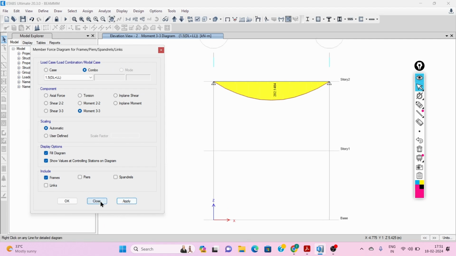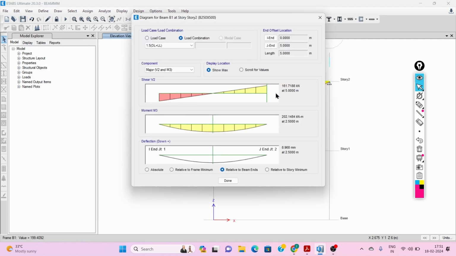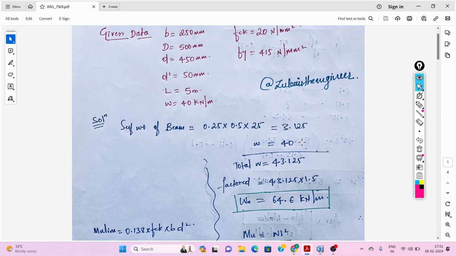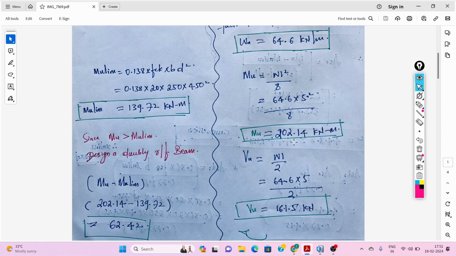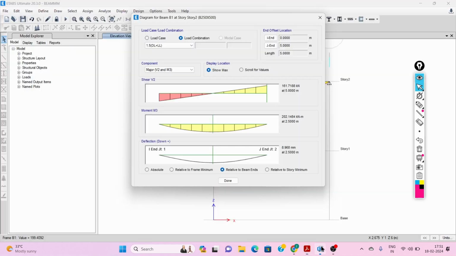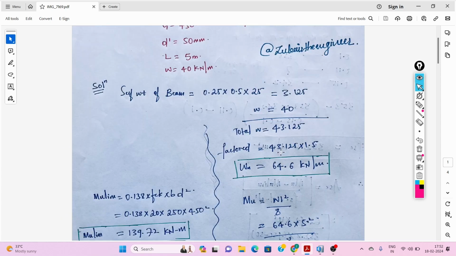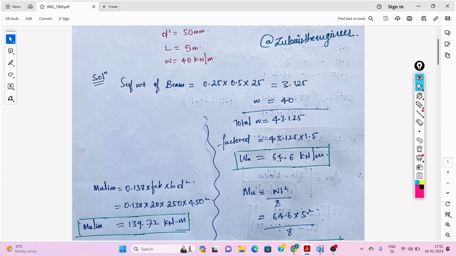Moment 3-3, just click on apply. Just right click on the beam. Here you can see this is the maximum bending moment. Here we have already calculated it manually, 202.14. Here also 202.14 kilonewton meter. This is the maximum bending moment. Here this is the maximum shear force 161.71. You can see over here maximum shear force 161.75 kilonewton. Almost similar. So the results are similar, manual results as well as ETABS results.